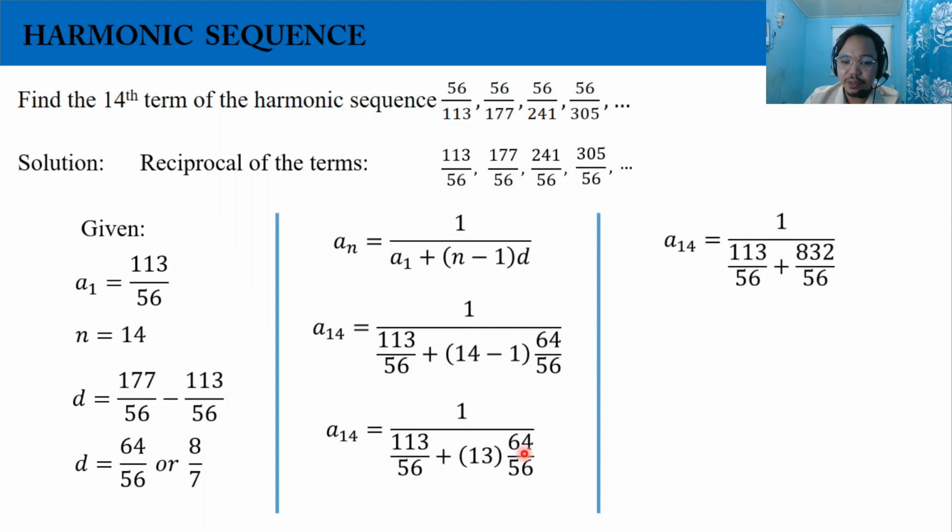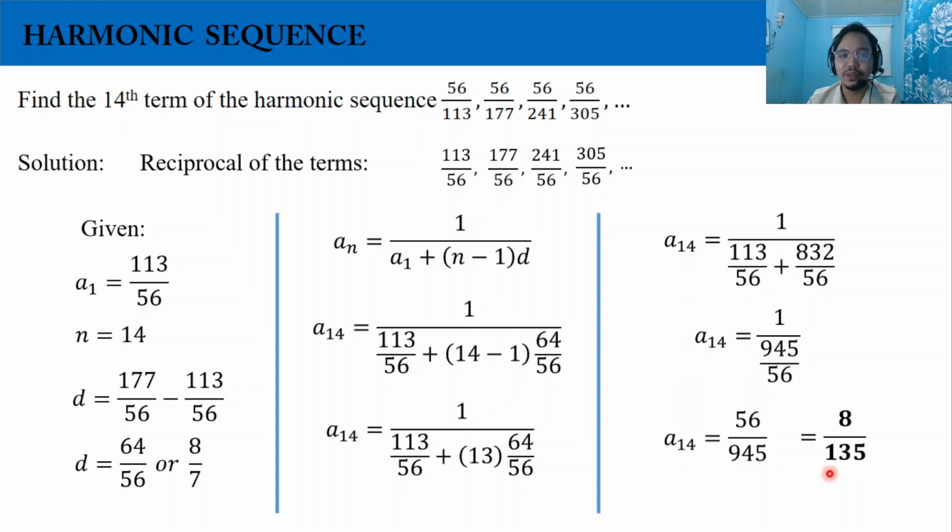13 times 64, that is 832. So in the denominator of 1, we have 113 over 56 plus 832 over 56. Then let's simplify it. We have 113 plus 832 is 945 over 56. Then get the reciprocal of that, multiply it to the numerator, that will become 56 over 945. Or if we're going to turn this into lowest term, that is 8 over 135. So both numbers are divisible by 7. So this is the value of our 14th term.